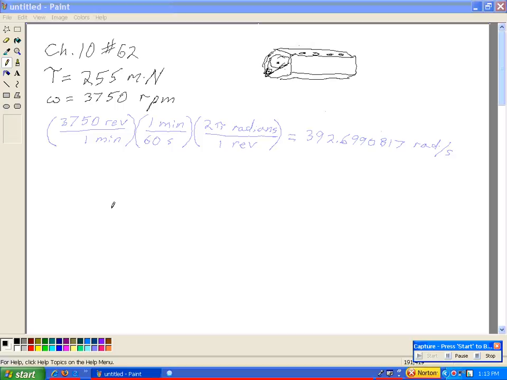Anyhow, this is chapter 10, number 62. We have a motor. It's got a torque of 255 meter newtons. I'm not really sure what torque is.